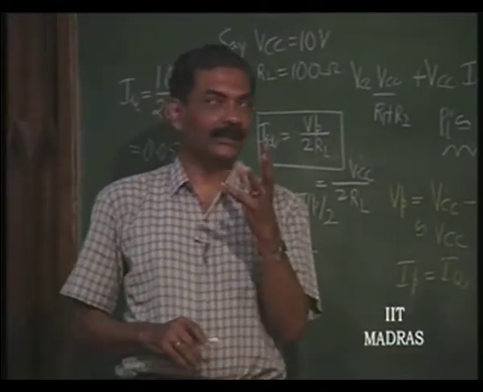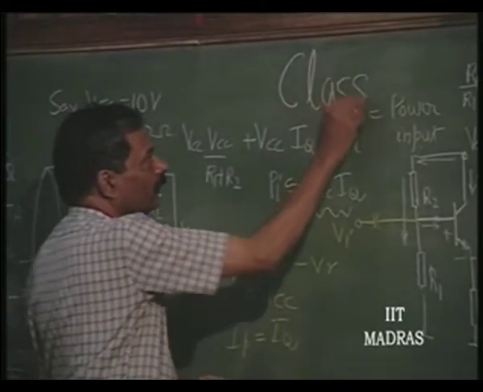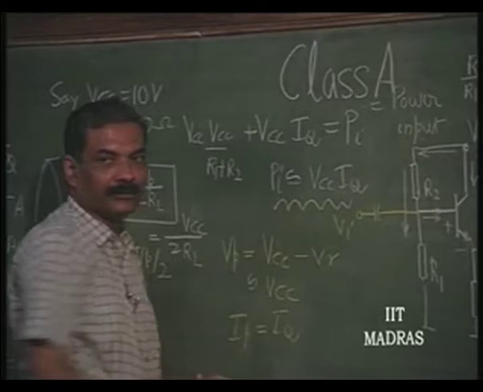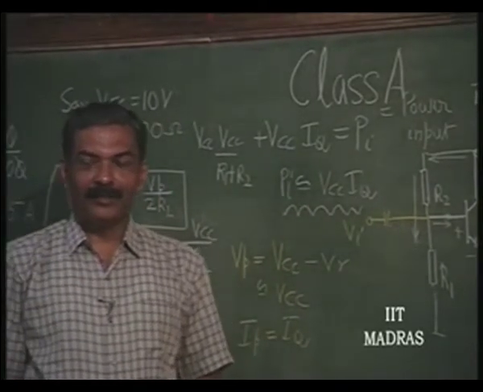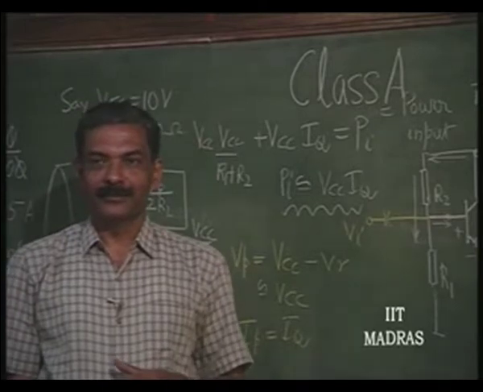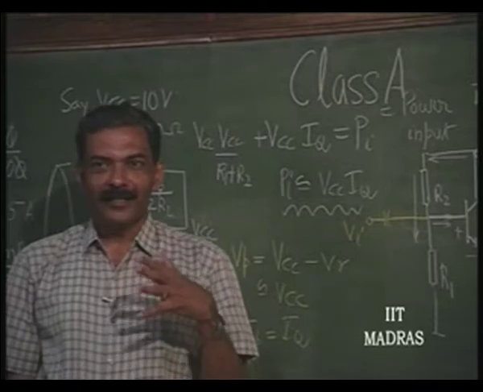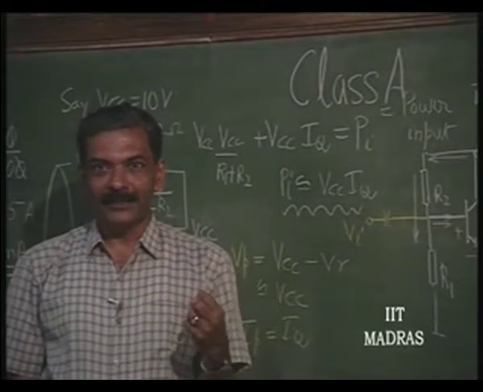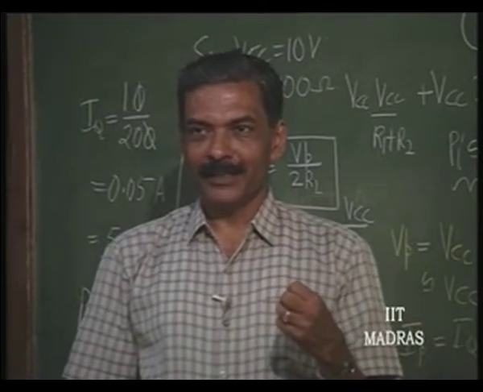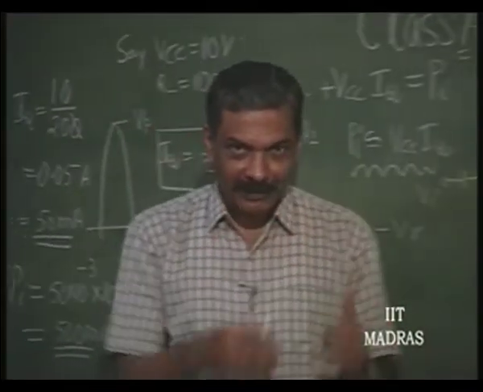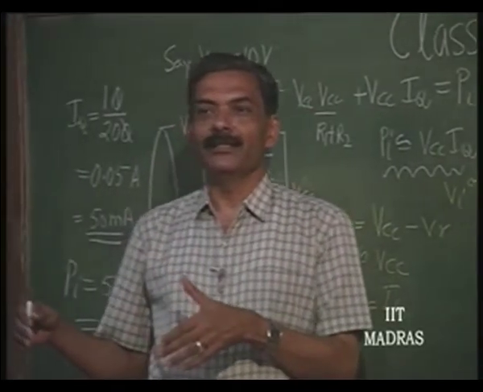So, this is what is called a class A operation. Let us say you are receiving a king, and you do not know when the king is going to arrive. In order to prepare yourself to receive him, you are continuously wasting a certain amount of money.